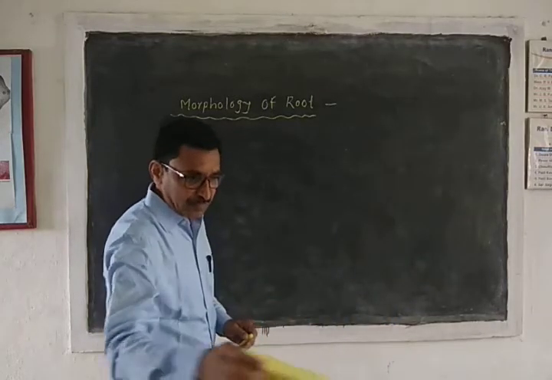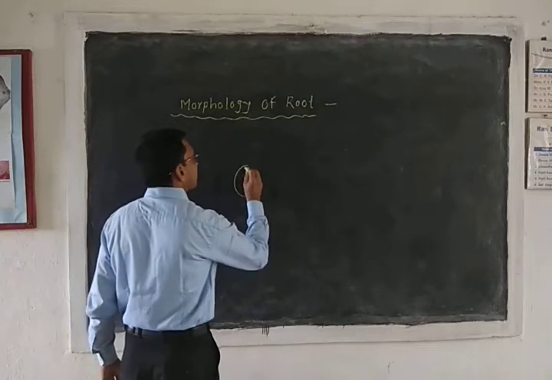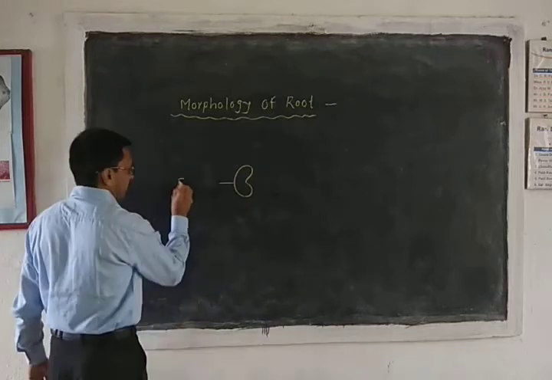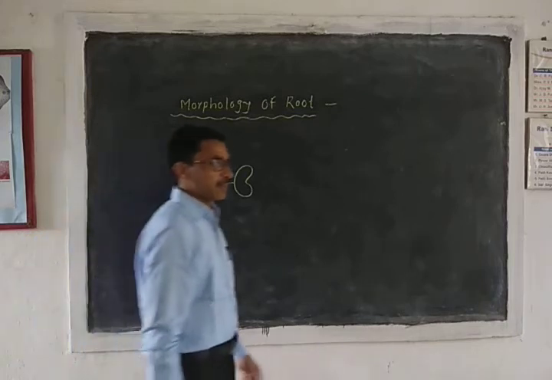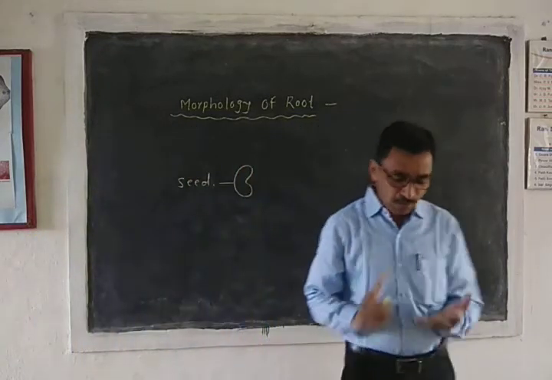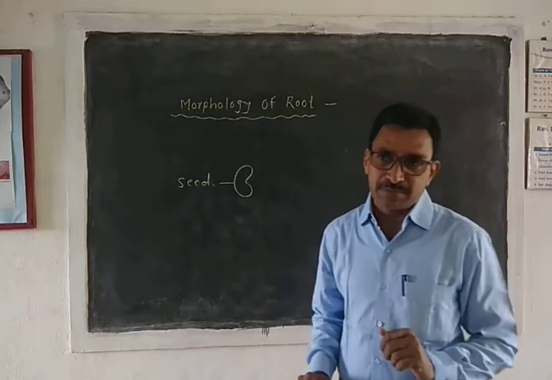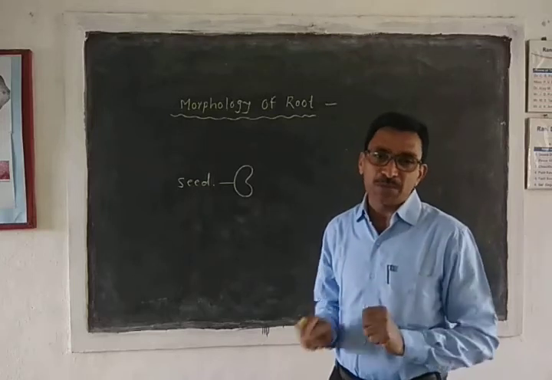See, when the seed gets favorable conditions, this is a seed. When the seed gets favorable conditions, means water, soil, air and temperature. These are the four factors which are essential for the germination of seed.